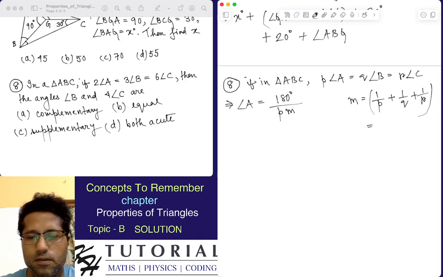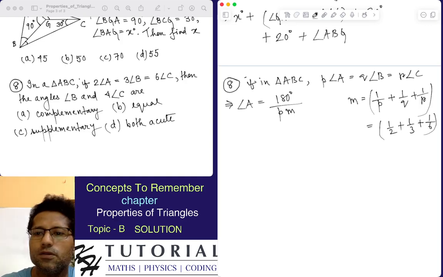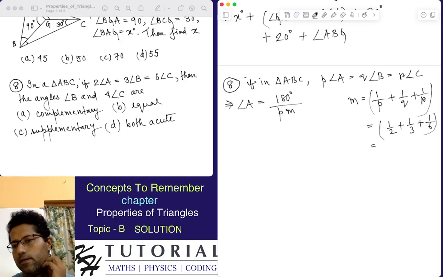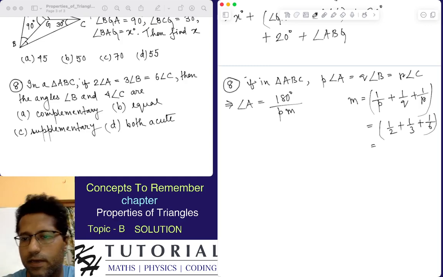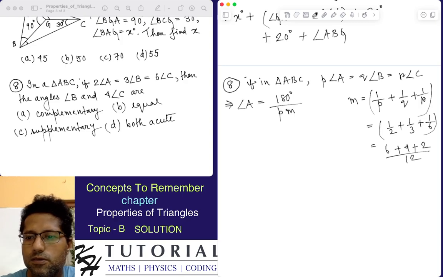Now in this problem, what is P? P is 2, so 1 by 2. What is Q? Q is 3, so 1 by 3. What is R? R is 6, so 1 by 6. If you add up all these rational numbers, we will get 6 plus 4 plus 2 divided by 12.